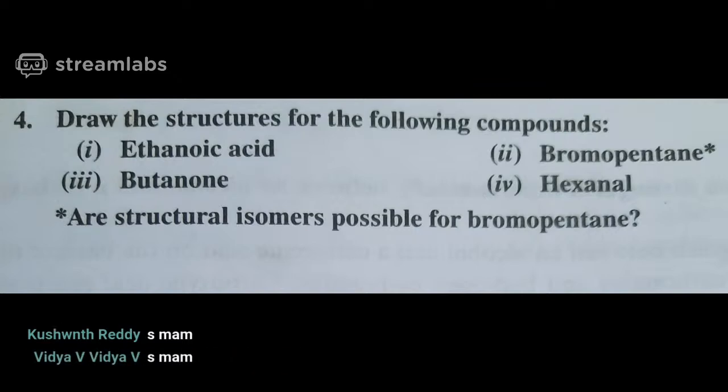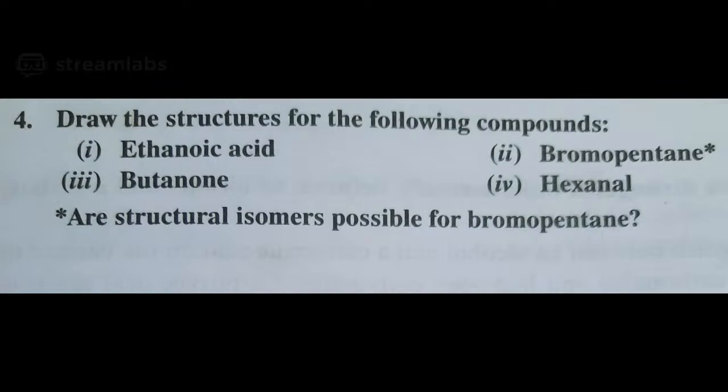Draw the structures for the following compounds. Ethanoic acid. Ethanoic acid always should have 2 carbon, and along with that carbon it should attach the COOH group, and that C is already counted with the 2 carbon. Don't put one extra COOH. COOH should be included in 2 carbons.